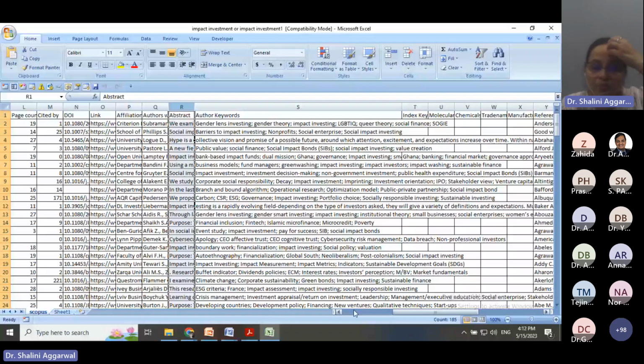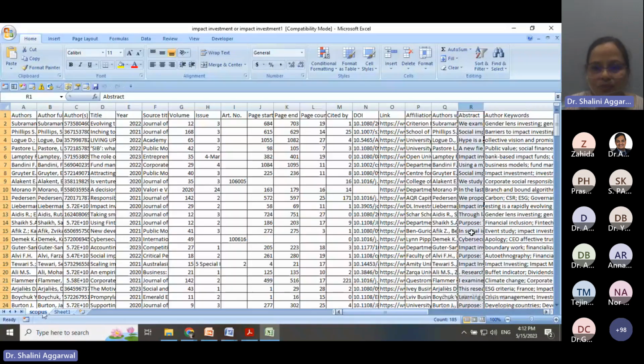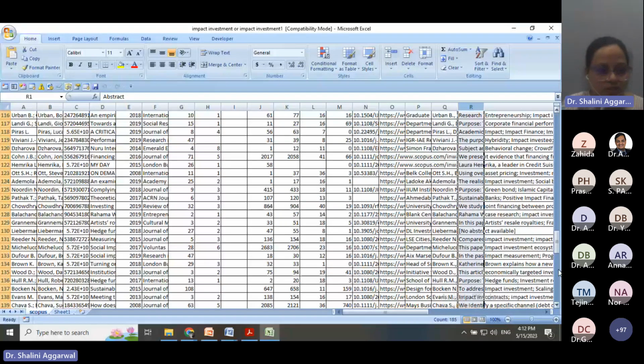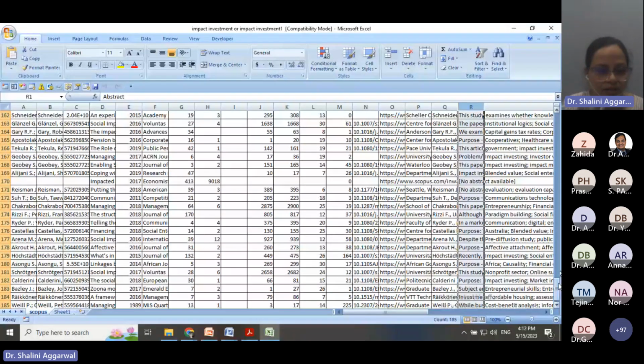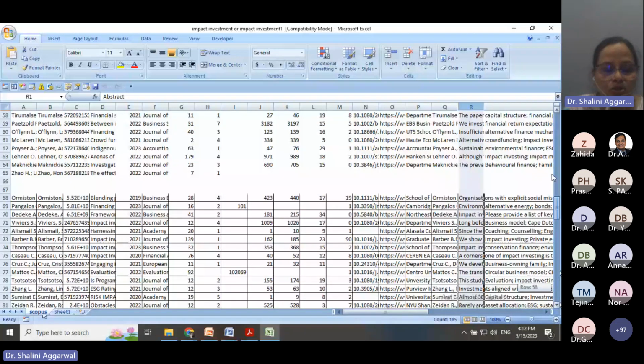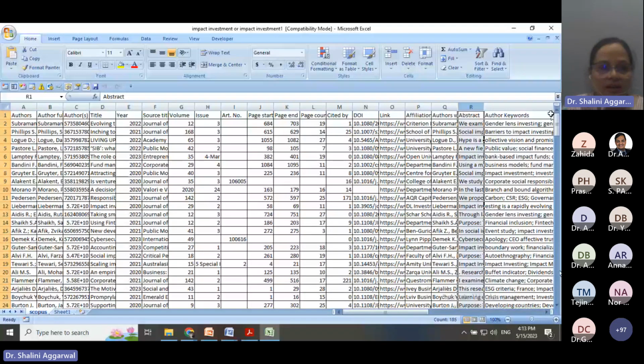So this consists of the papers that we have extracted. I don't know exactly how many papers there are, almost 184. So 184, right? This is the Scopus database, and with the help of the Scopus database, we got this file, right?